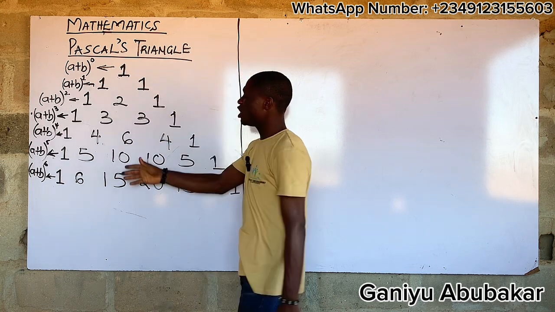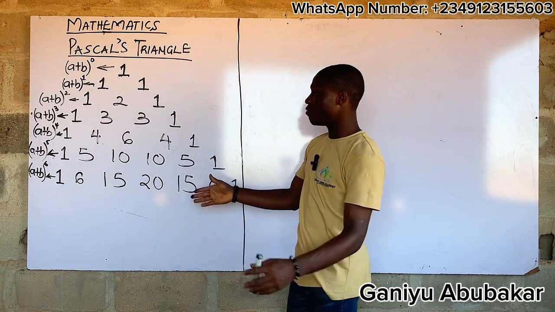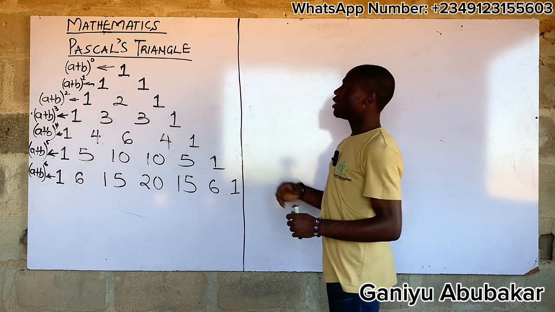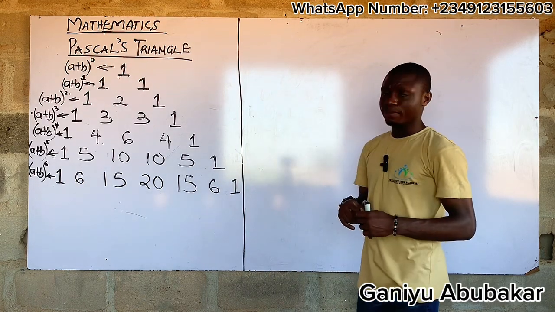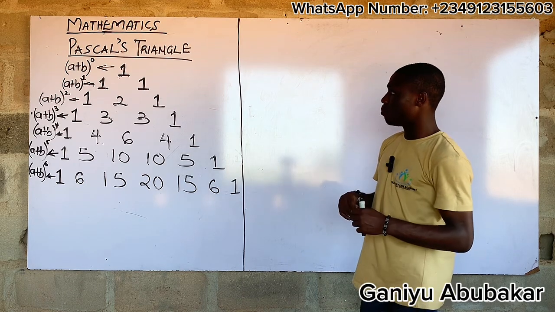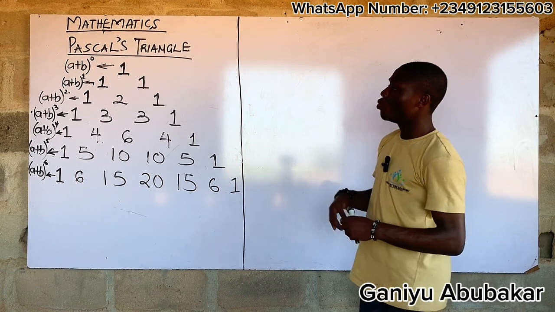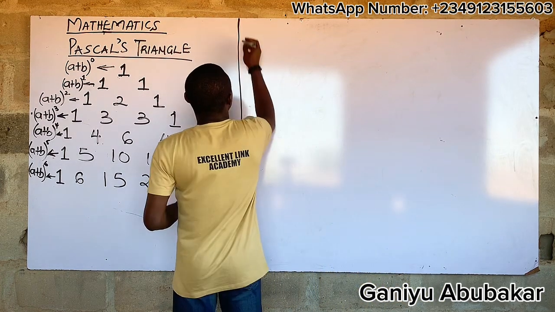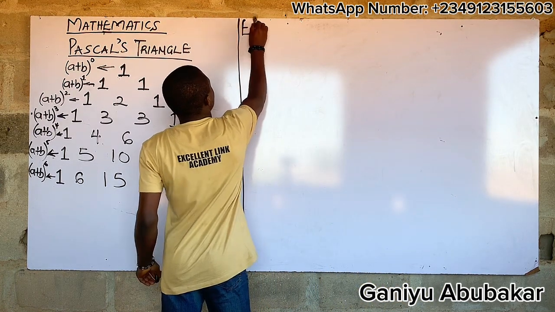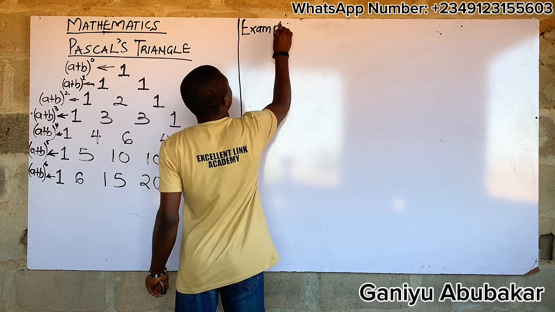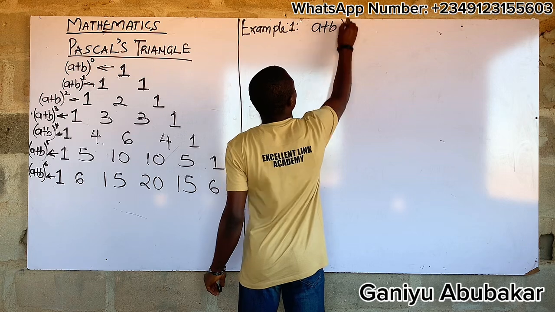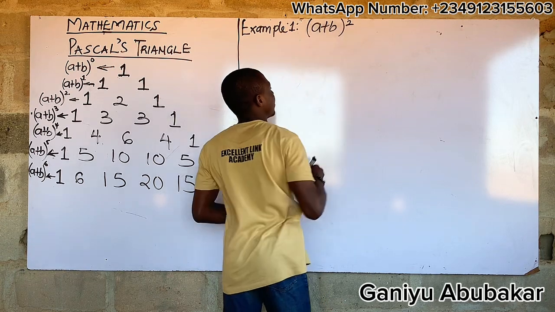It's continuous this way. We have 7, 8, 9, 10, it's continuous this way. So here's your concept. Let's take some examples to further explain how we use this pattern of numbers. Example 1: we're going to use our last class example and compare our answers to see if they are the same. Let's start with (a + b) squared.